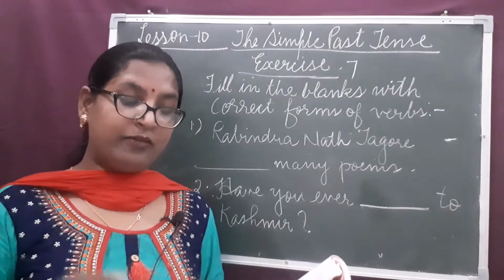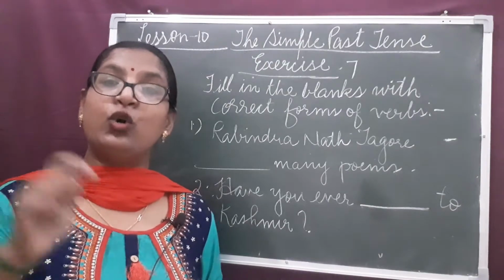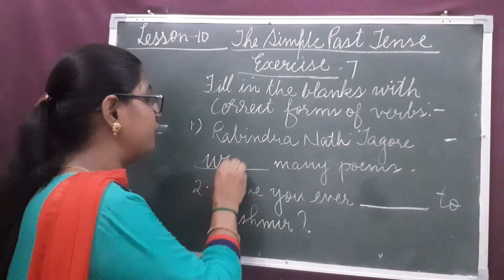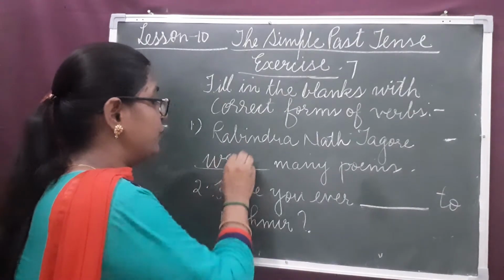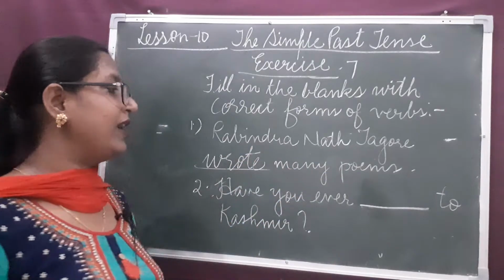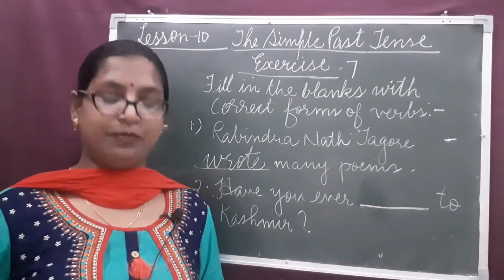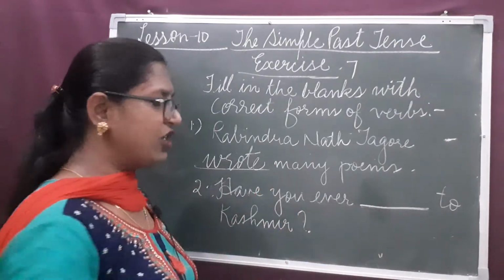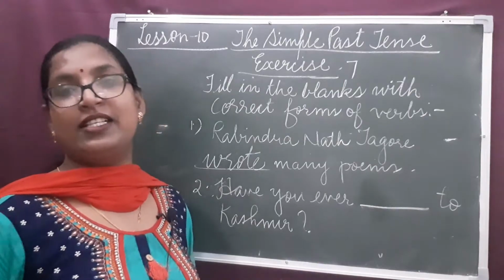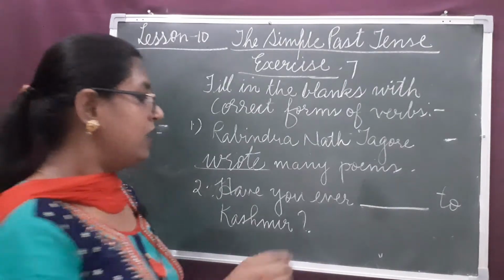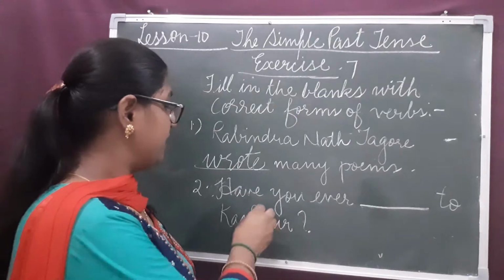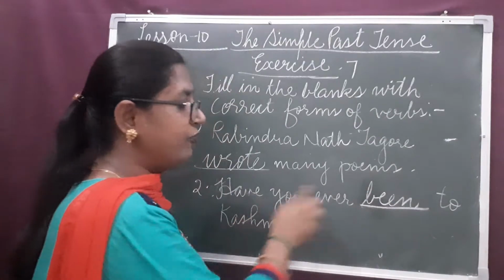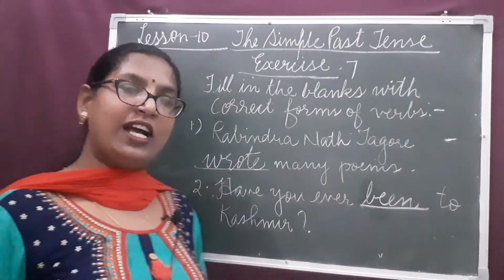So here Rabindranath Tagore wrote many poems, the past tense, the second form of the verb. Rabindranath Tagore wrote many poems. Sentence number 2. Have you ever dashed to Kashmir? The verb be is given. Third form of the verb is been, the past participle form. Have you ever been to Kashmir?